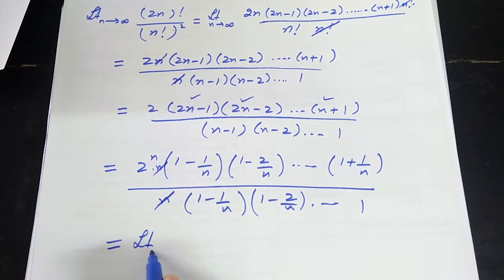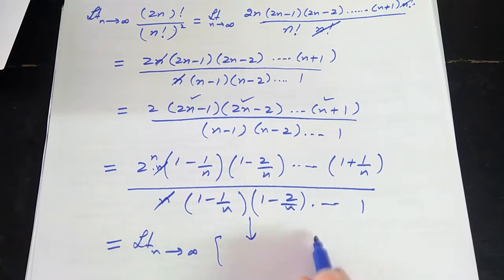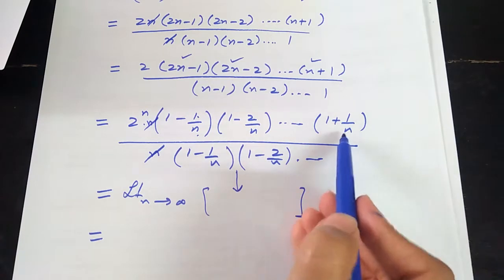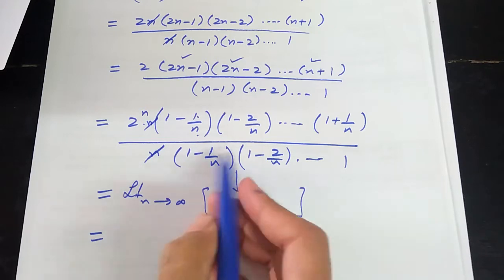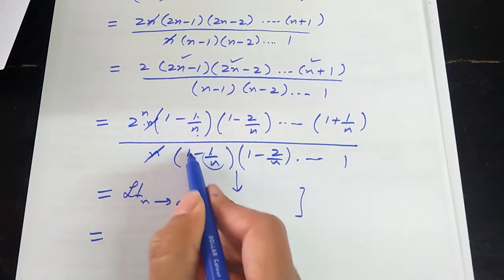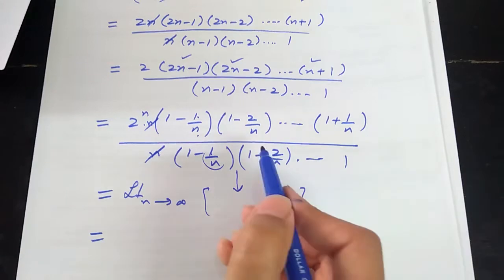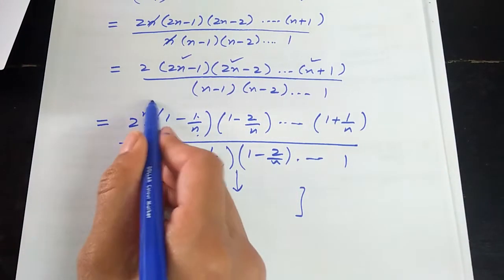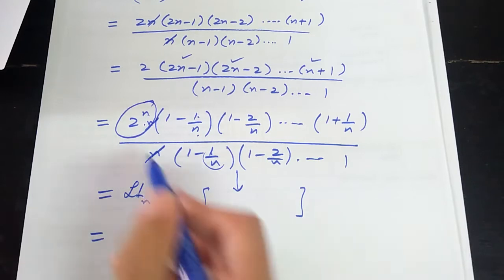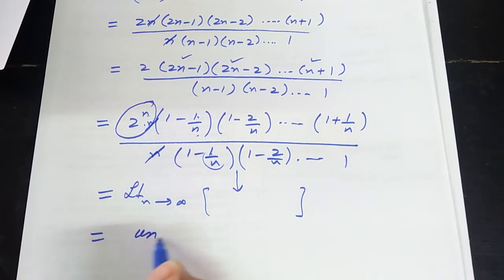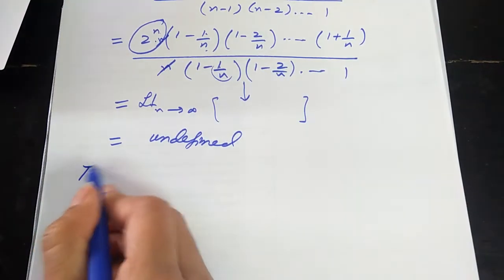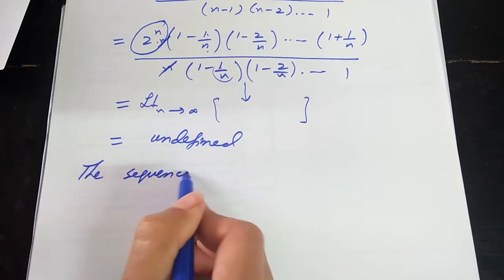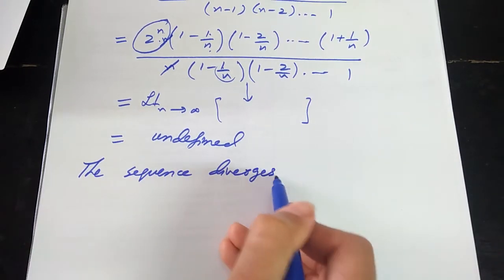If I apply the limit on this whole function, I know that all these terms, 1 over n, 2 over n, 1 over n, 2 over n, 1 over n, will give us 0 in my answer. So 1 minus 0 will remain 1, and 1 times 1 will give us 1. So this thing is solved, but the problem is with this 2 raised to power n. And 2 raised to power infinity will give us the answer undefined. So it means the sequence diverges in this question.